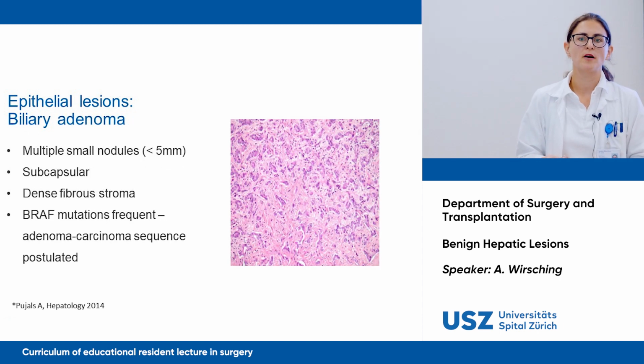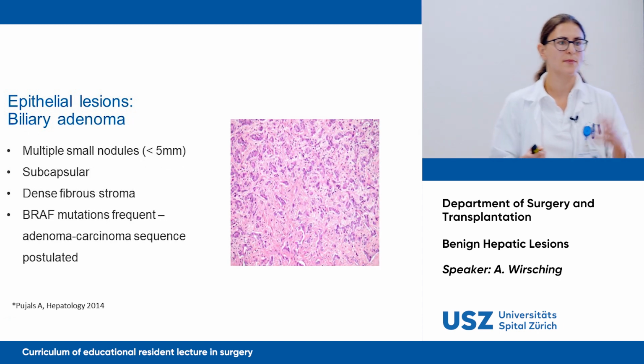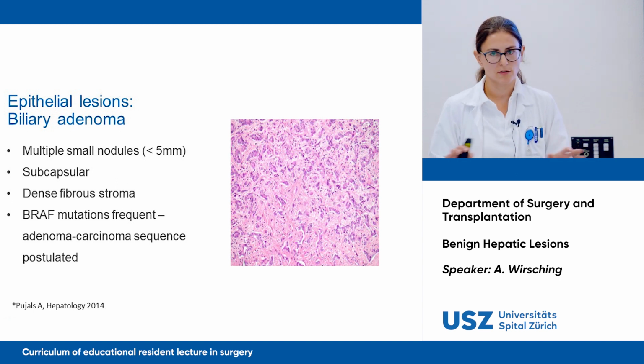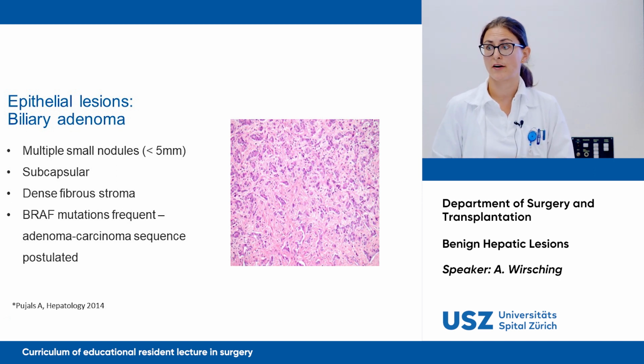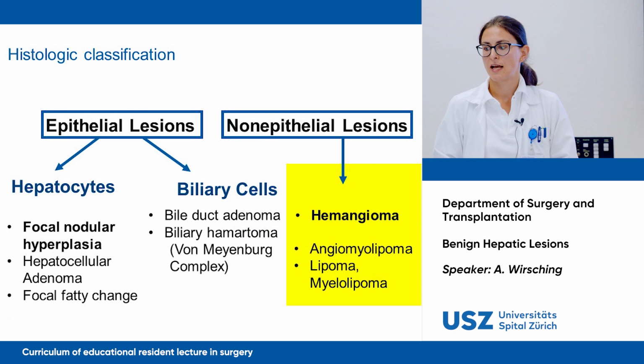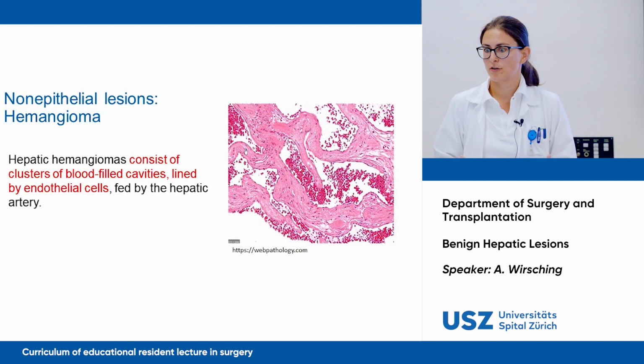And biliary adenoma is also small, about 5 millimeters, subcapsular. For a long time, people have thought, okay, that's benign disease. However, recently with mutational analysis, one has shown that there are BRAF mutations in these lesions, so maybe they can progress to cancer. Looking now at non-epithelial lesions, we can have a look at hemangioma.